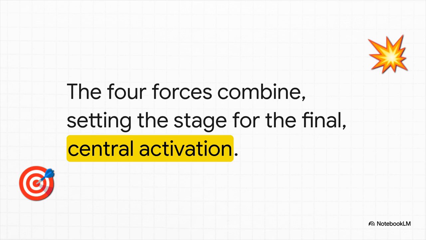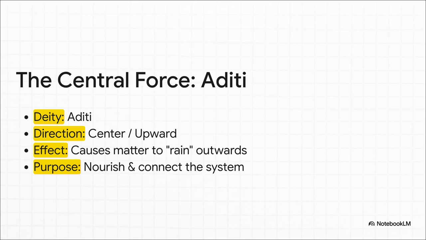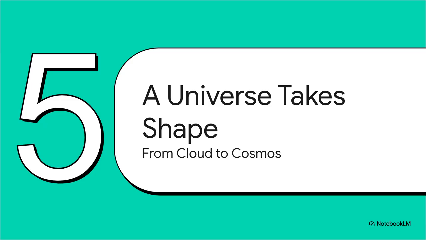It's time for the final and maybe the most crucial activation of all. This central activation is governed by the deity Aditi. The source explains that Aditi represents a force acting from the center, but pushing upwards and outwards. So all that matter and energy that got pulled into the core, it now rains back out into the cloud, nourishing the outer regions and creating this continuous self-sustaining circulatory system. And that final step, that outward rain of energy and matter from this newly energized core, that's the magic moment. That's what transforms a primordial cloud into a recognizable cosmos.